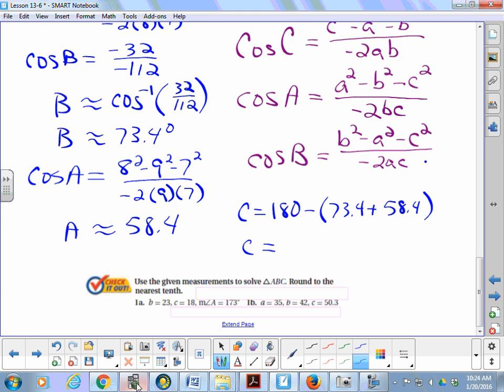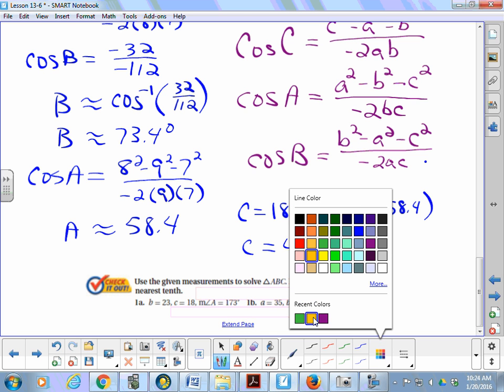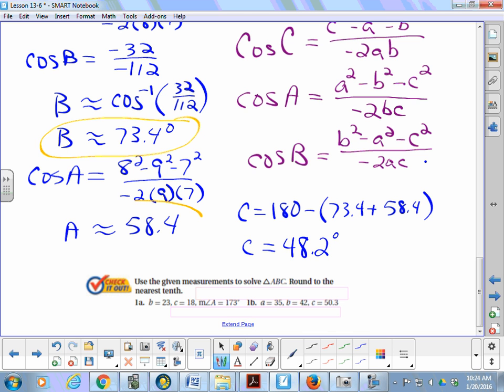So what's angle C then? 48.2? Okay. So we found all three angles then, B, A, and C.